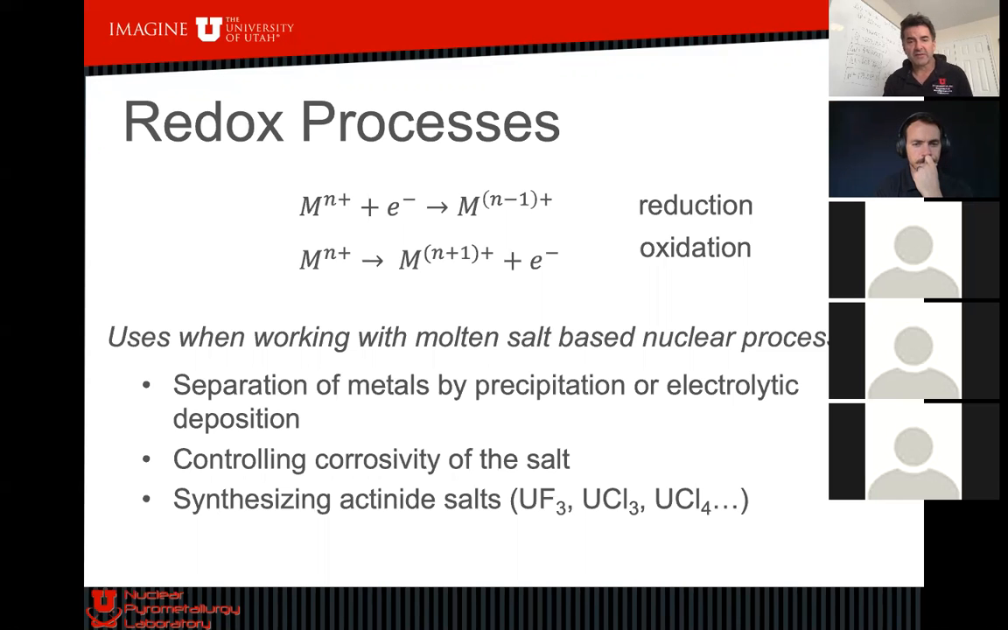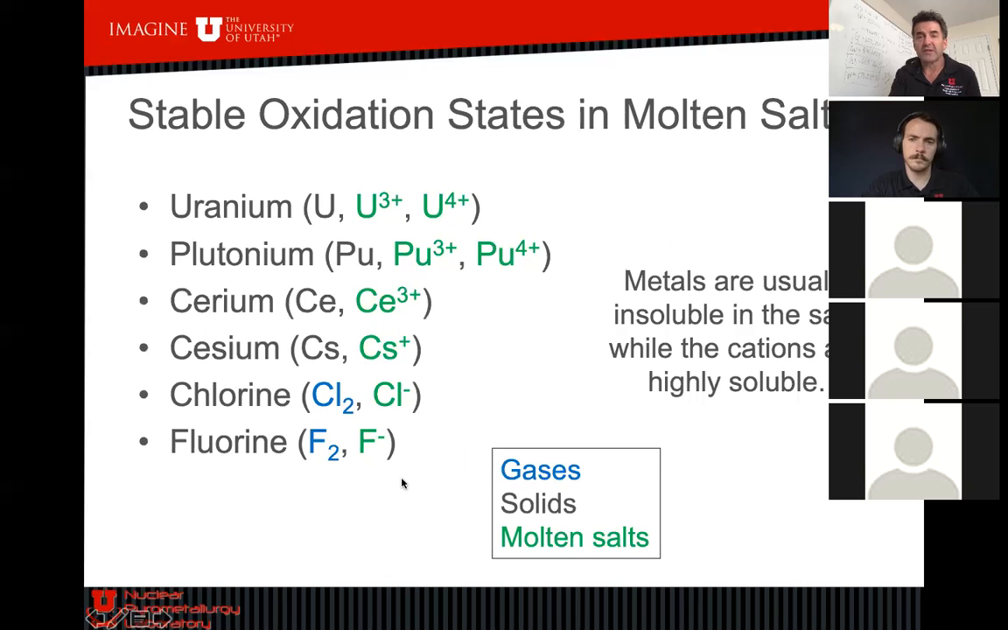So there's a lot of things we do. We can also synthesize salts. We can make some of these compounds like UF3, UCl3, UCl4. We can make those by starting with a metal, reacting that metal with an oxidizing species, and then making the salt from that. So there are a lot of powerful things we can do.